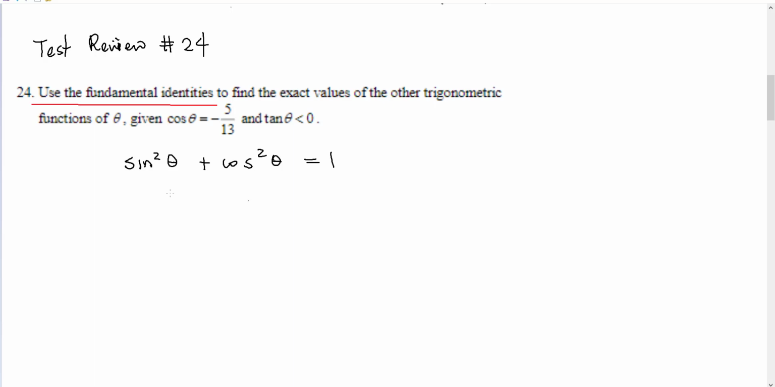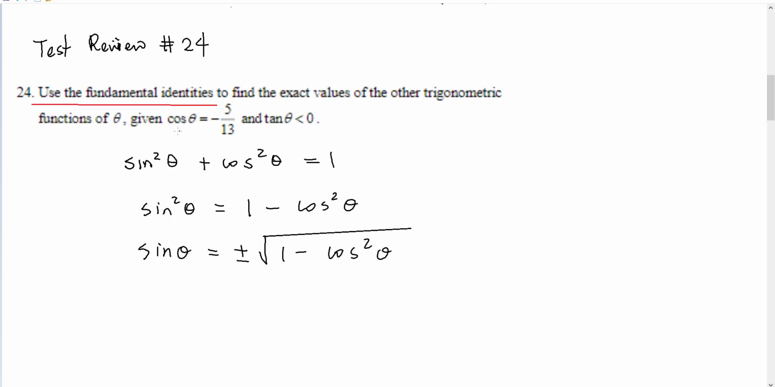And you know by now, since cosine is given to you, I'm going to find the sine theta by doing this. Sine square theta is equal to 1 minus cosine square theta. Now sine theta itself, since that's sine square theta, is plus or minus the square root of 1 minus cosine square theta.